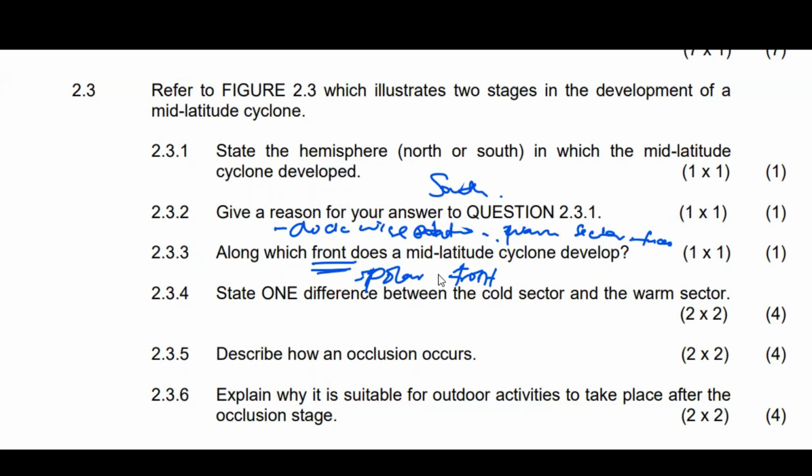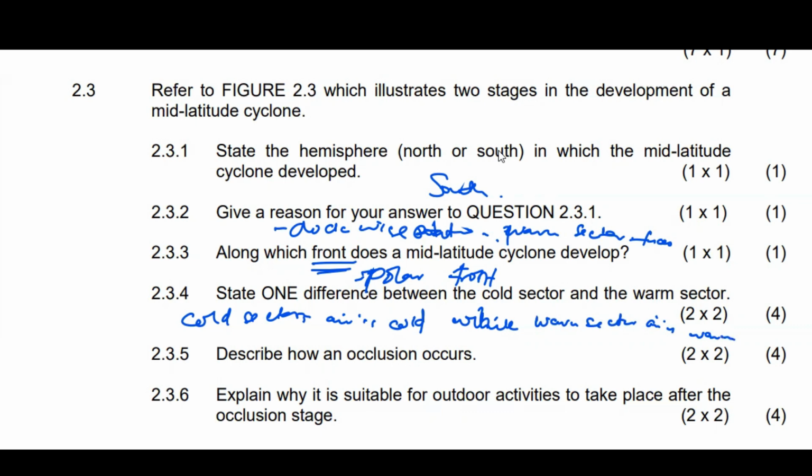Okay, the next question is the one difference between the cold sector and the warm sector. Just one difference. So when you are stating the difference, you make sure that it is different. If it's cold sector, do you expect air to be warm or cold? Automatically, it will be cold. Therefore, we shall say, cold sector, air is cold, while, remember, it's state difference, while warm sector, air is warm. That is one difference.